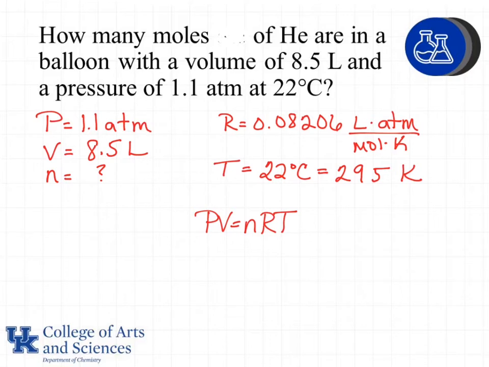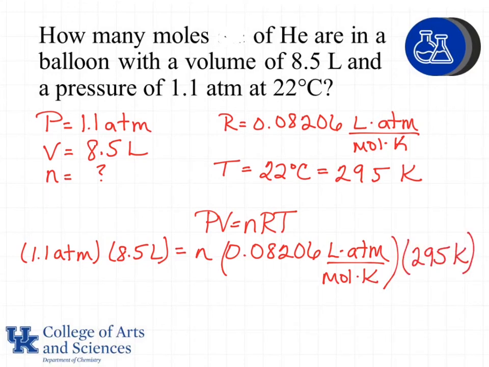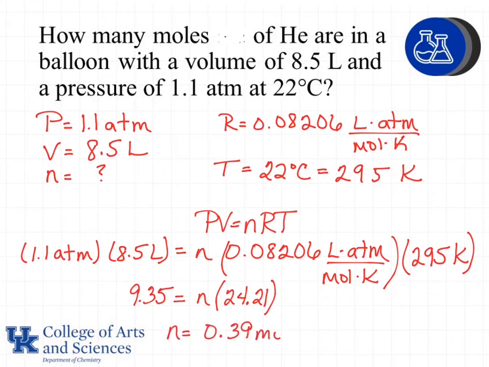Now we can plug in our values. So we have our pressure times our volume equal to n, because we don't know what our value for n is for our moles. Then putting in the ideal gas constant. And finally our temperature in units of Kelvin. Multiply 1.1 times 8.5 and multiply the ideal gas constant by the temperature. And then we divide both sides by 24.21 and we get the moles equals 0.39 moles.